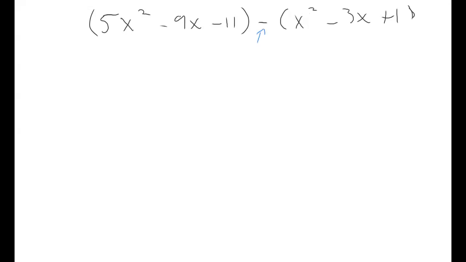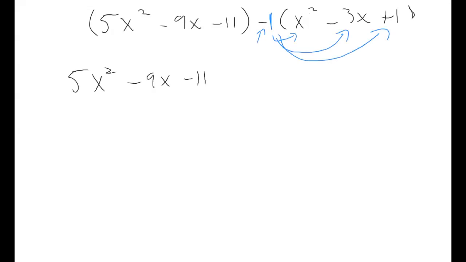But I remind myself there is a negative 1 there. So what I do is I distribute the negative 1 through to get rid of the parentheses. So this becomes 5x squared minus 9x minus 11. Negative 1 times negative x squared is negative x squared. Negative 1 times negative 3x is a positive 3x. And negative 1 times a positive 1 is a negative 1.